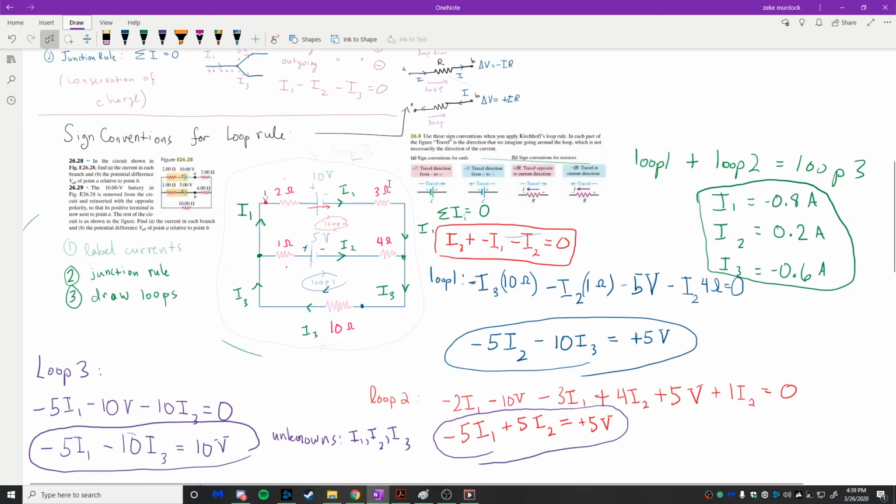And the point is just that the directions that I chose didn't make any difference in terms of solving the problem. You pick whatever direction you want. You don't have to spend any time thinking about what direction the current should be. I picked I2 to point to the right. I got a positive answer, so it actually does point to the right. I picked I3 to go this way, and it actually goes the other way. I don't need to fix anything on my diagram, though. It's just how it goes.